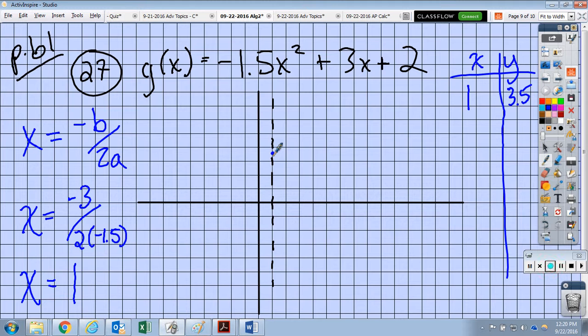And then let's pick some points just to the right and left. So 2 and 0. So it would be 2, say 2 squared is 4. Negative 1.5 times 4 is negative 6, right? Negative 1.5 times 4, negative 6. Negative 6 plus 6 is 0, plus 2 is 2.